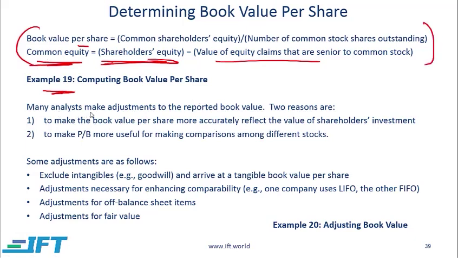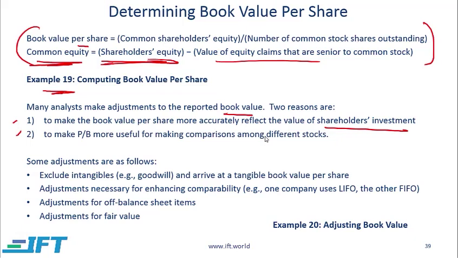Many analysts make adjustments to reported book value. We talked about the fact that the book value might not be totally indicative of market value. So there might be other reasons also for why an analyst just doesn't look at the balance sheet and use that book value. Some adjustments need to be made. Two major reasons are shown right here. Number one, to make the book value per share more accurately reflect the value of shareholders' investment. And number two, to make price to book more useful for making comparisons among different stocks.